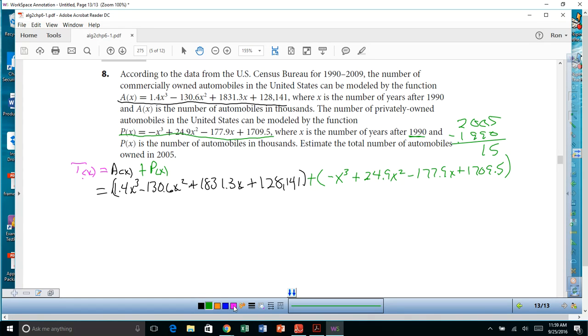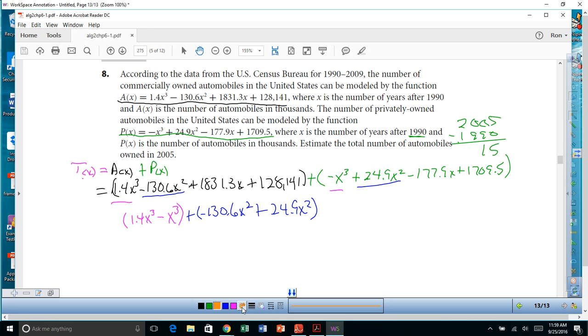So let's see what we got here. Let's start here. We got 1.4 x cubed and negative x cubed. So we've got 1.4 x cubed minus x cubed. And then we've got plus, and that's negative 130.6 x squared. And over here we've got plus 24.9 x squared.